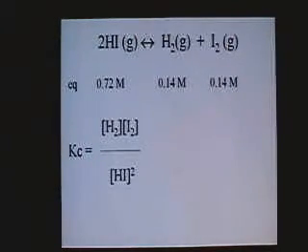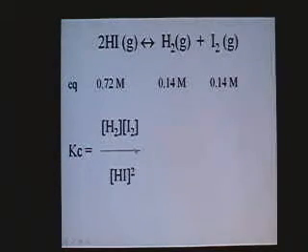Products over reactants. The two products here are the hydrogen and the iodine. There are coefficients of 1 in front of both. So both of these are raised to the understood 1 power. The reactant here, the hydrogen iodide, goes on the bottom part of the mass action. Why are we squaring the HI? Because of the 2 in the balanced equation.